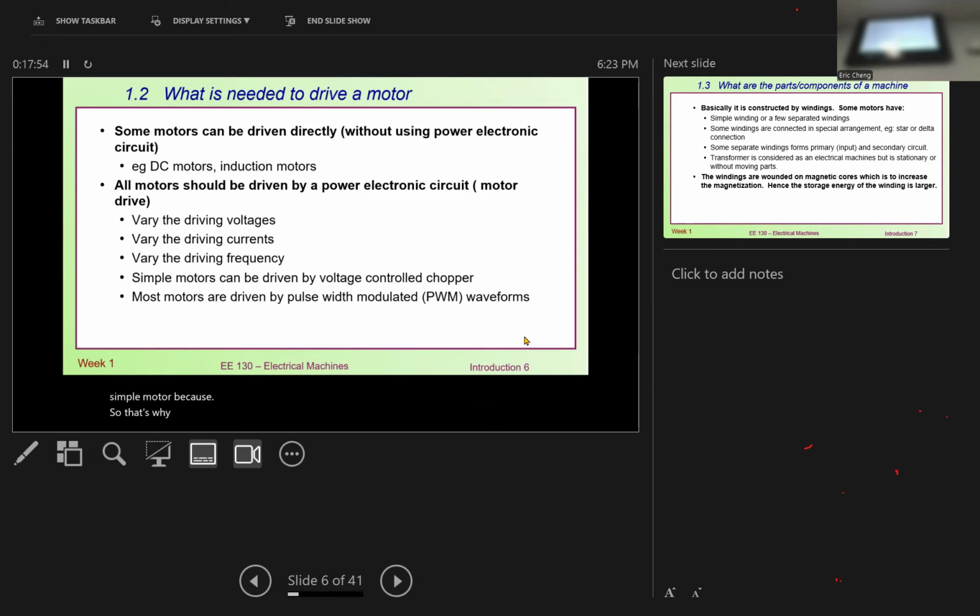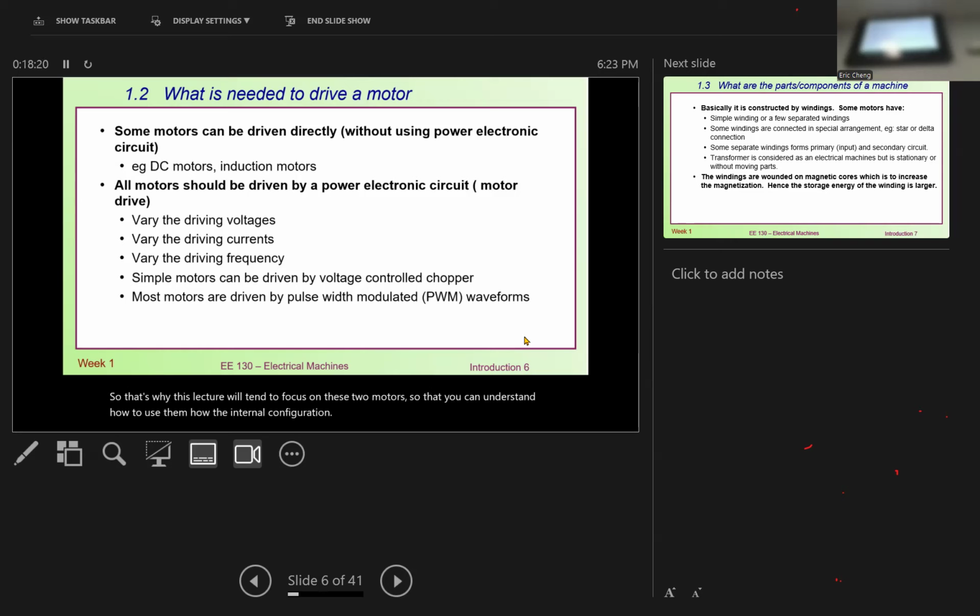Another 20% may be some other motors, like the stepper motor, maybe some switched reluctance motor. So that means if you learn the DC motor and induction motor, you therefore understand most of them. That's why in this lecture we tend to focus on these two motors so that you can understand how to use them and their internal configuration.